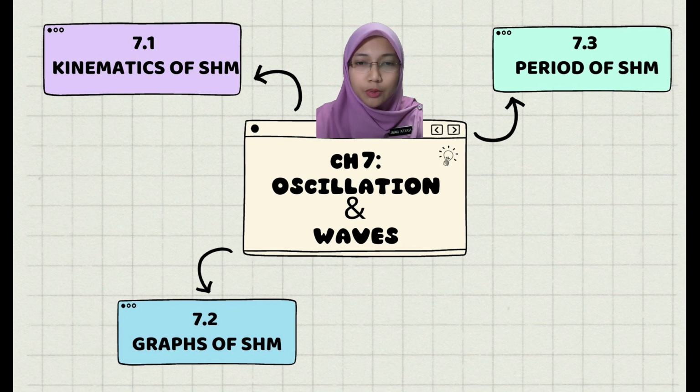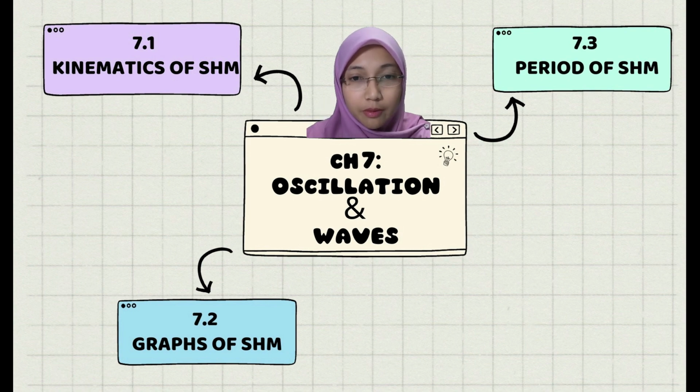So now we are doing the chapter summary for 7.1 until 7.3, as we have a very long chapter 7, so we'll do it part by part. For 7.1, we have kinematics of simple harmonic motion. Basically for this subtopic, we are looking at the equations for simple harmonic motion.